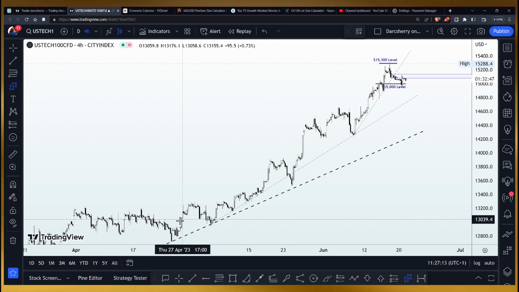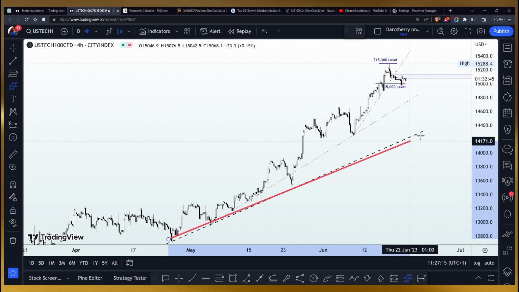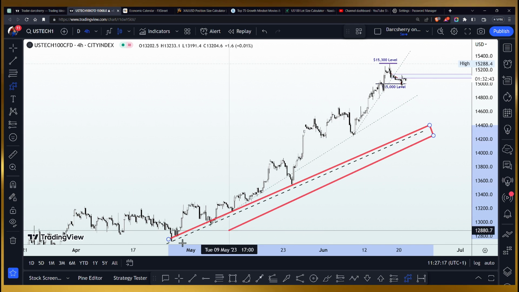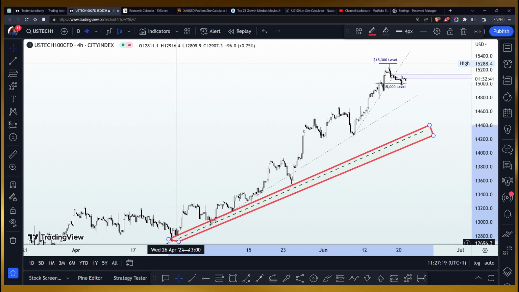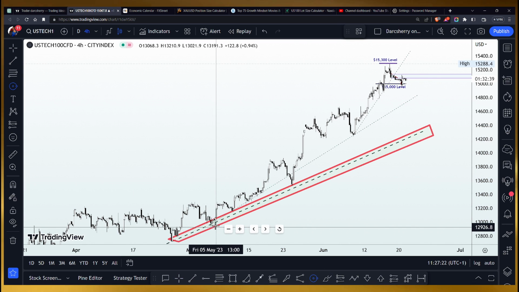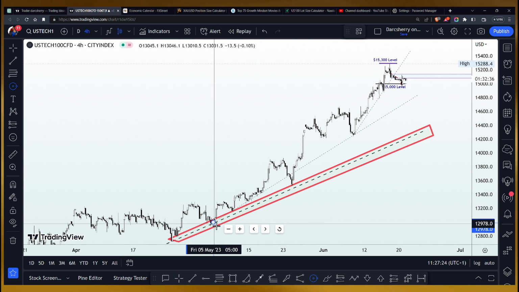Now, the first one here, we saw this major trend line, the thick green line on your screen right here, before we saw the deviation from that trend line started at the beginning of this month.